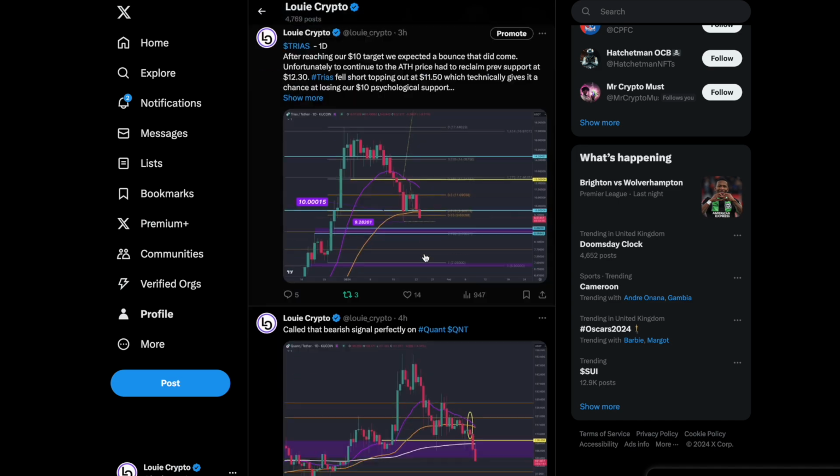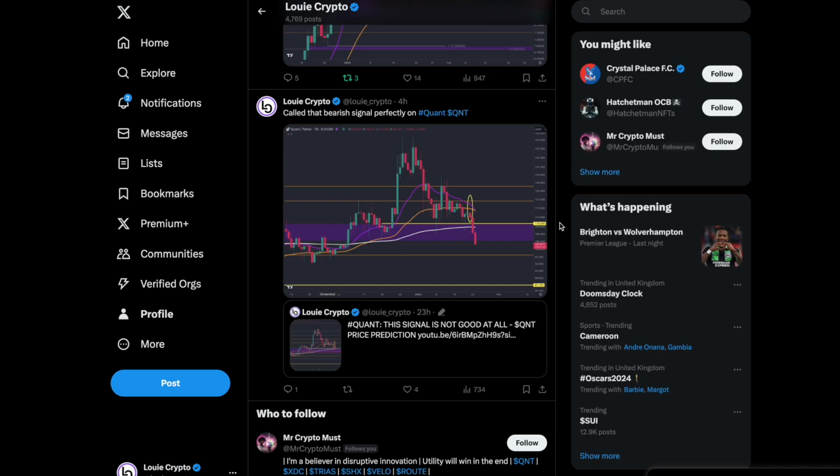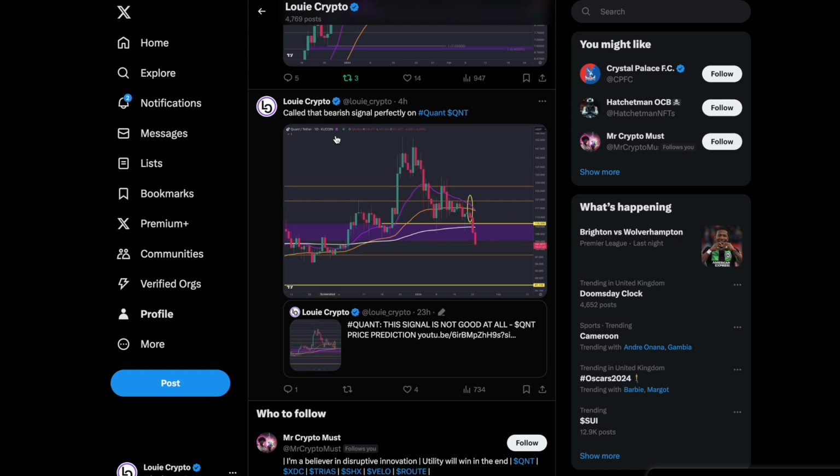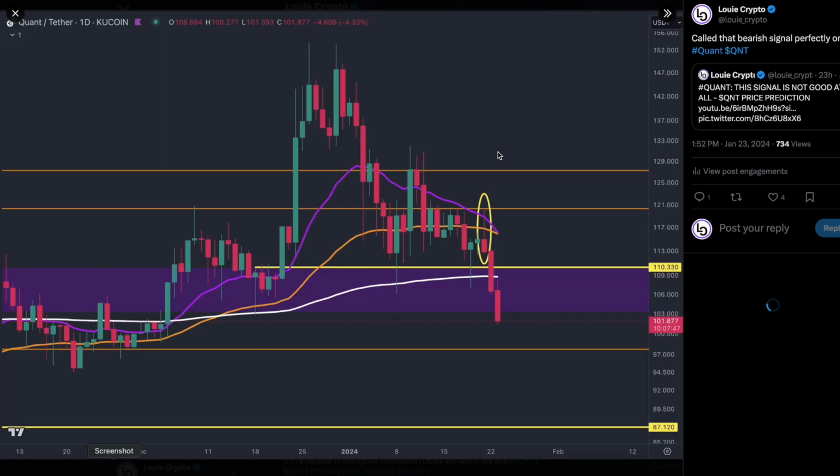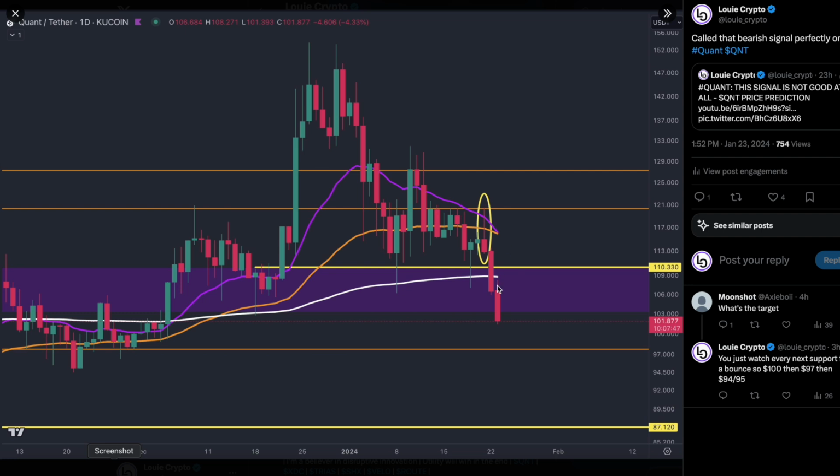I've already made some updates today, so go check them out. A very important one on Quant. I can't find it now. Here we are. Found the update on Quant. We called pretty much this bearish signal perfectly in yesterday's video. This is where, before this actual candle, there was a bullish pattern forming. We were calling for a double bottom.